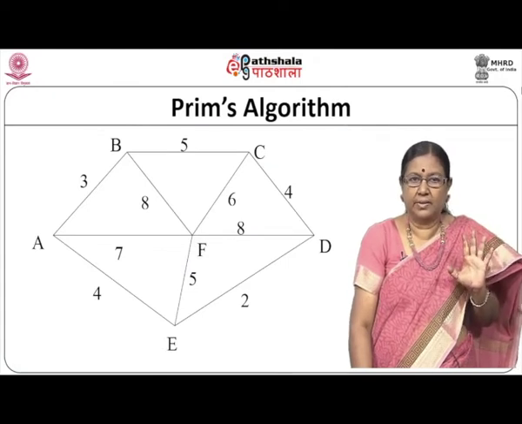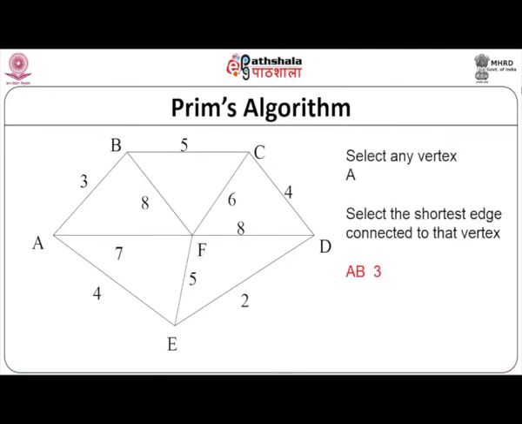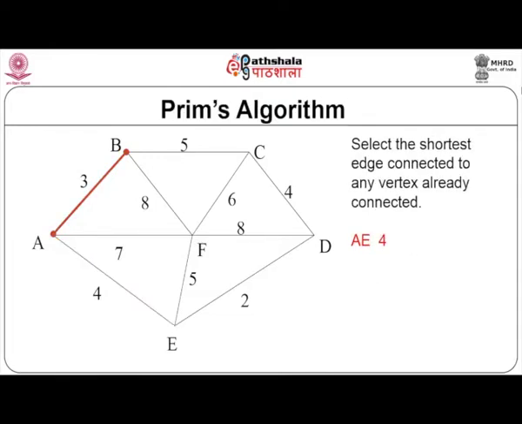So, here we have Prim's algorithm. You select any vertex, so let us assume we select A. Select the shortest edge connected to A. So, that is AB, with weight 3. So AB is selected. Now, you have to start from either A or B. B has 5 and 8 while A has 4 and 7. So, 4 is the one, the shortest edge connected to any vertex already connected.